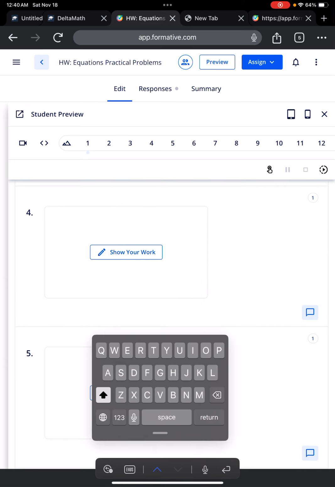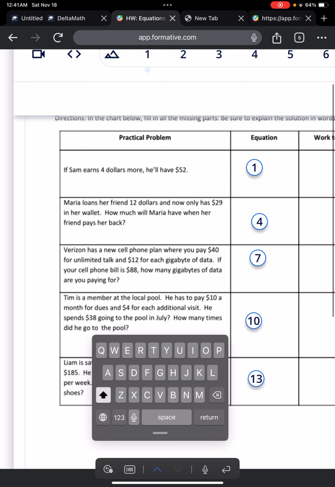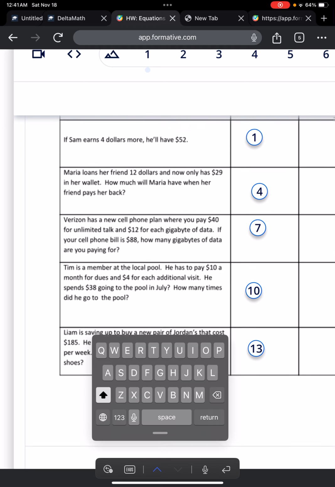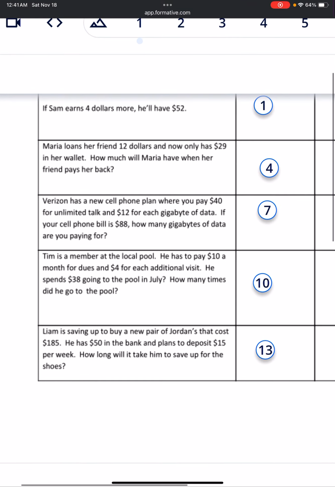So now I'm doing number 2. Actually, from number 4 to number 6. So maybe this time it'll be easier if I screenshot and explain. So that's what I'm gonna do.